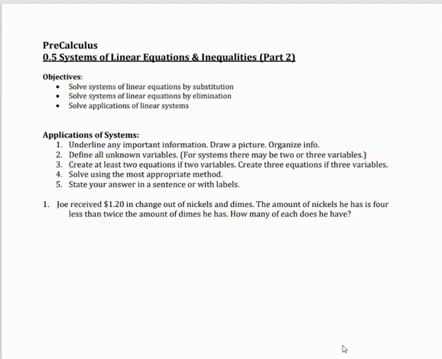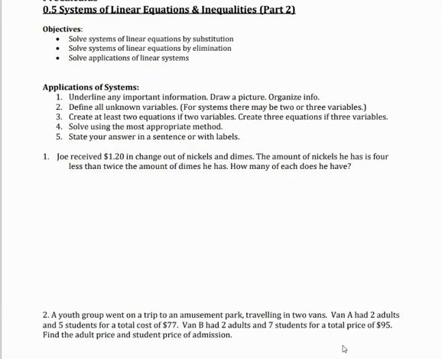Now let's take a second look at the same section of point 5, but this time we're going to look at some word problems and systems of 3 equations. For word problems, the ones we're going to look at are still with 2 variables. Please make sure you're using that 5-step plan. The first step, do what you need to do: underline key important information, draw a picture if you need to, etc. But then make sure to define our variables, create our equations, solve, and of course, state your answer with a label.